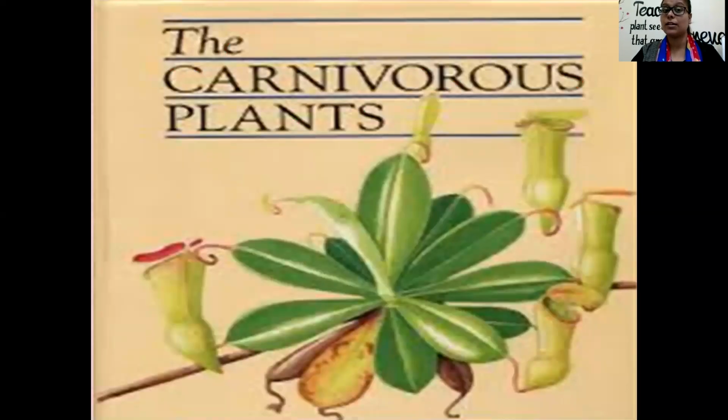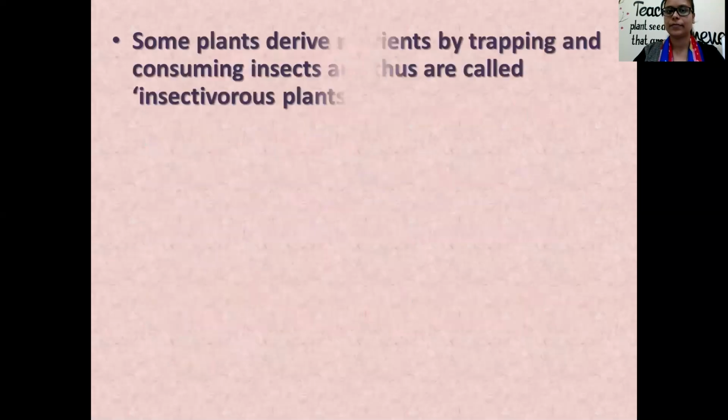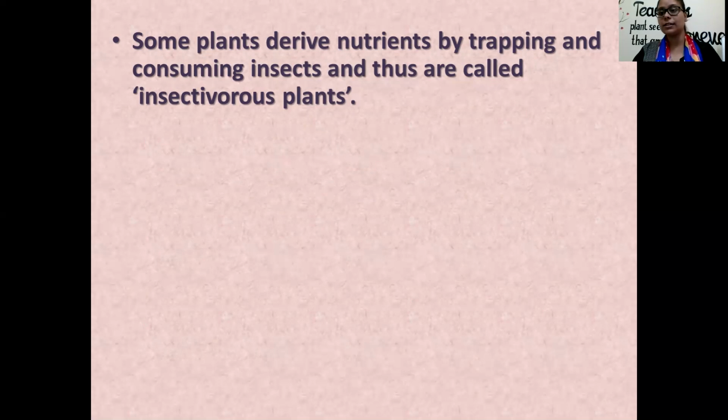Now we'll talk about the carnivorous plants or the insectivorous plants. Why do we call them carnivorous plants? Because they eat insects, and an insect is an animal. So some plants derive nutrients by trapping and consuming insects, and thus are called insectivorous plants. There are some plants which trap the insects and derive nutrition from them.